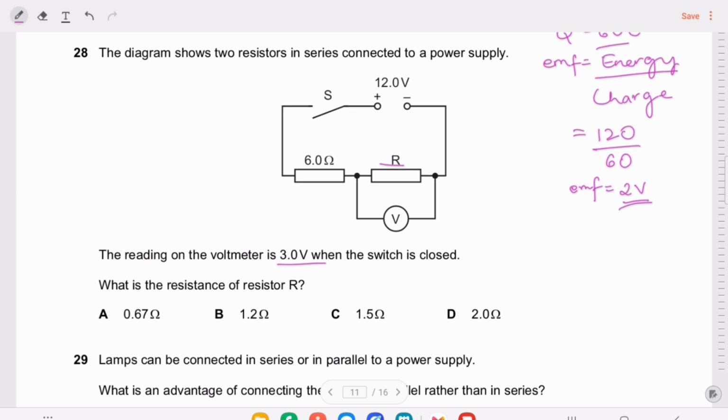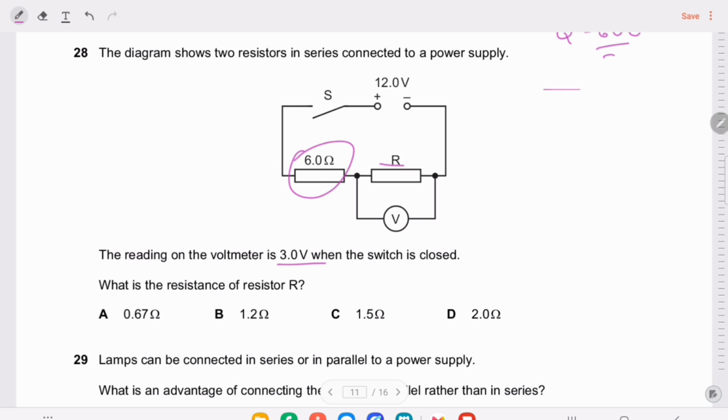So remember, in a series circuit, the current is the same everywhere. So let's find the current through the 6 ohm resistor. For this, you need to use Ohm's law. I'm going to erase this. So the formula for Ohm's law is V equal to IR. We know the voltage across the 6 ohm resistor is 3 volt. We need to figure out the current, and the resistor is 6 ohms. So the current would be 0.5 ampere.